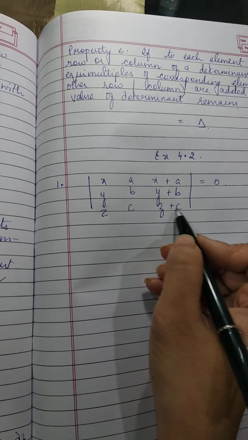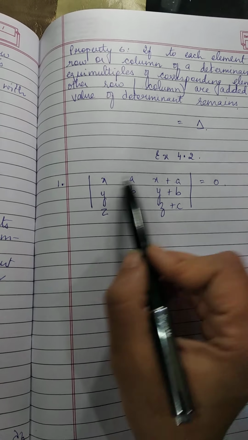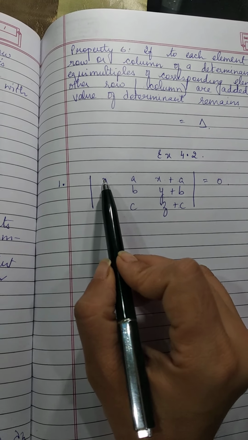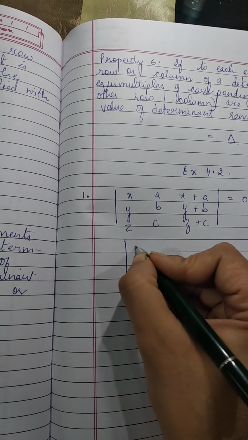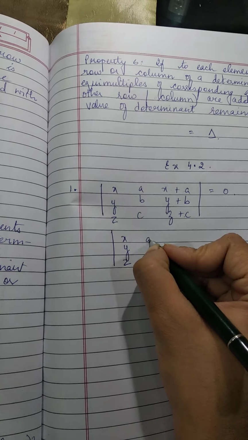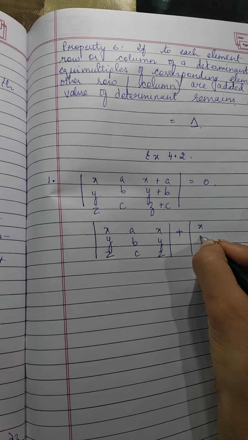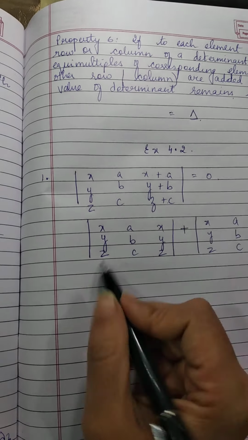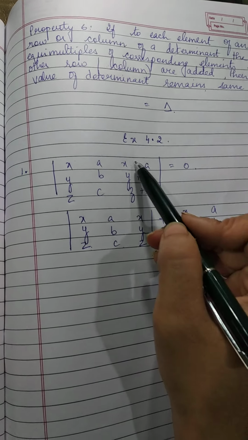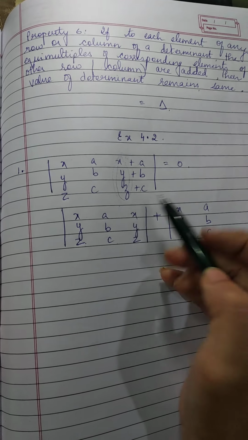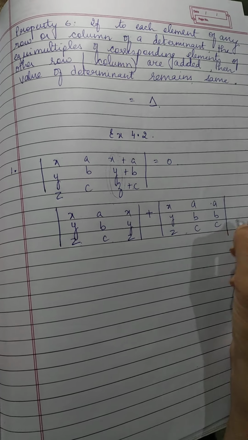Remember, in the second last property, what did we study? See, what is this particular thing? This is the representation of column 1 and column 2, X plus A. So I can simply express it as the sum of two separate determinants. So this is X, Y, Z and this is X, Y, Z, A, B and C. Remember, the elements of first two columns would remain the same, right? What will differ? We will represent them as the sum. So this is A, B and C, right?